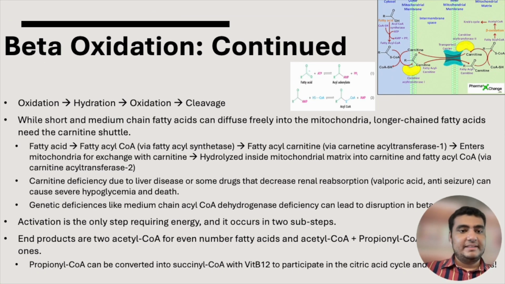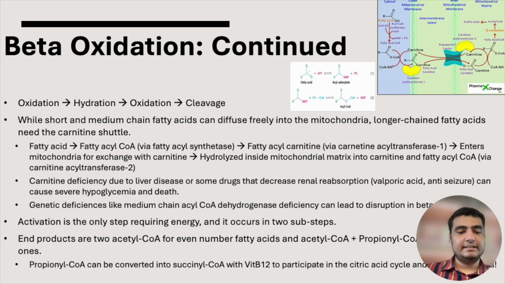So the steps of beta oxidation were shown in the last slide, and to summarize them, they are basically 4 steps. We have oxidation, then hydration, then oxidation again, and then cleavage. Activation of the acyl CoA is the only step that requires energy, and it occurs in 2 sub-steps. In the end, in each 2 cycles, we end with 2 acetyl-CoAs for even-numbered fatty acids, and 1 acetyl-CoA and 1 propionyl-CoA for odd-numbered fatty acids.